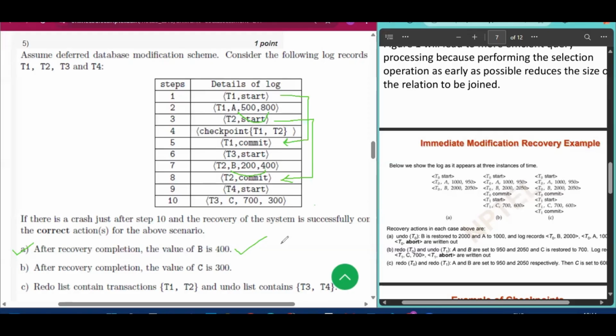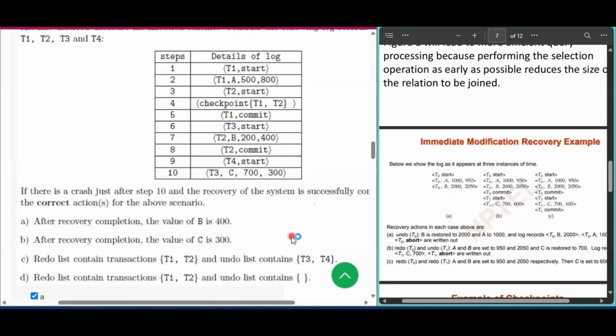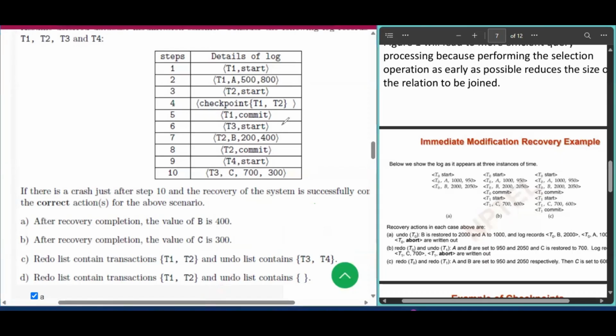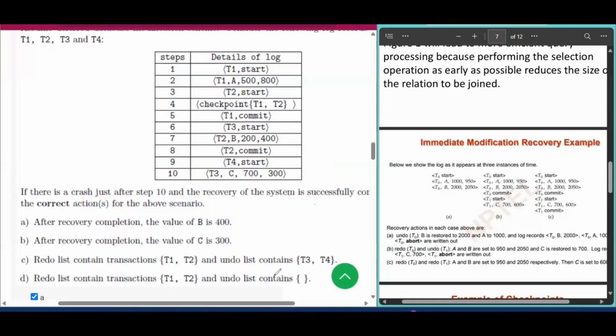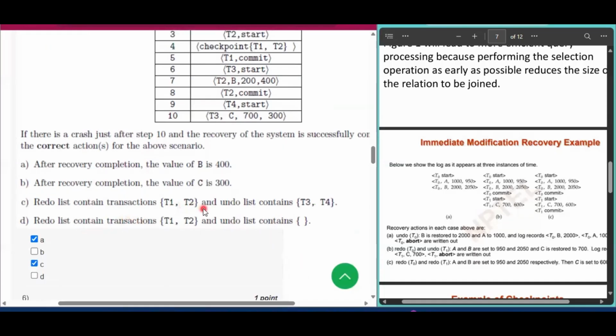And after that we have to check for which transactions we have to do redo operation and for which transactions we have to do undo operation, right? So we already noticed that T1 and T2 transactions are ended. So that's why we have to do redo operation for T1 and T2. And if we notice T3, it is started, but it is going on, right? It is not committed here. And if we see T4, it is also started, but not yet ended. So for T3 and T4, we have to do undo operation, right? So if we see option C, that is, the redo list contains transactions T1 and T2 and the undo list contains T3 and T4, it is also correct. So option A and option C are the correct answers for question number 5.